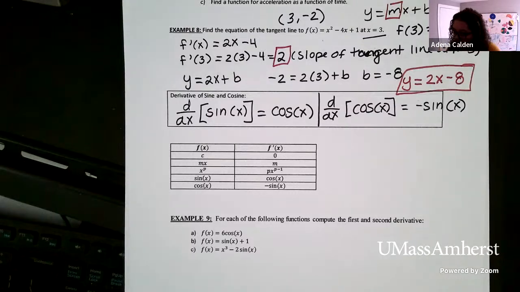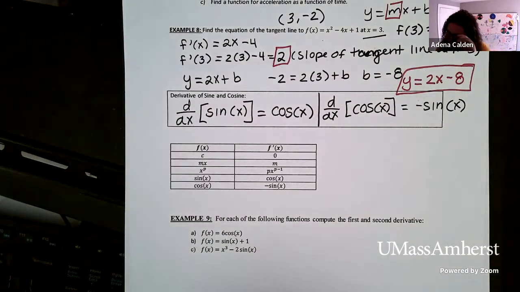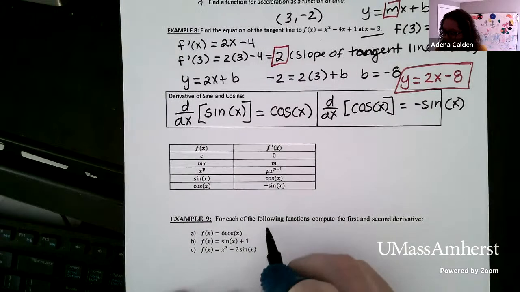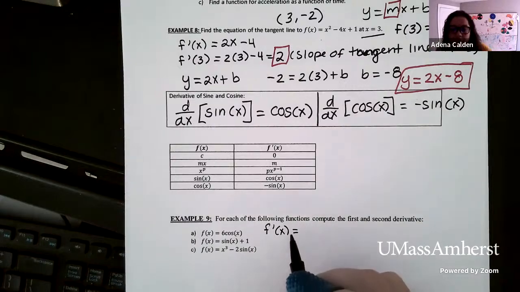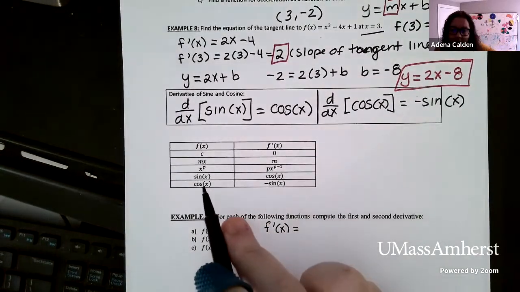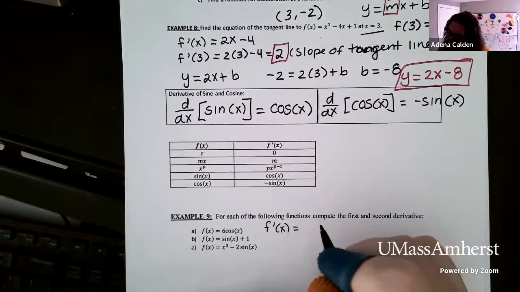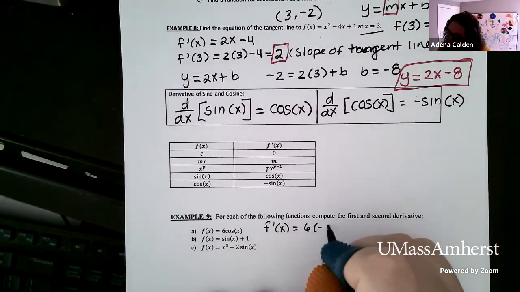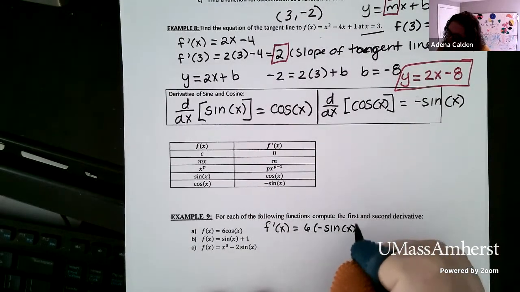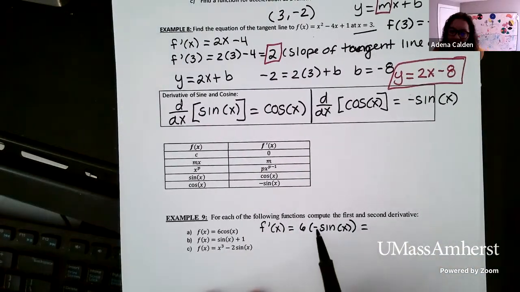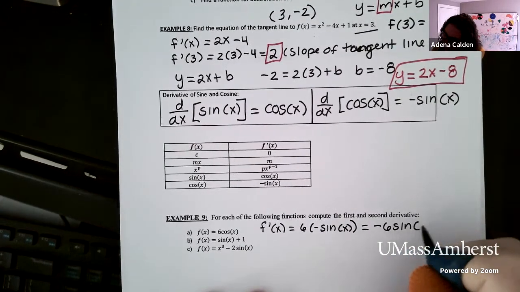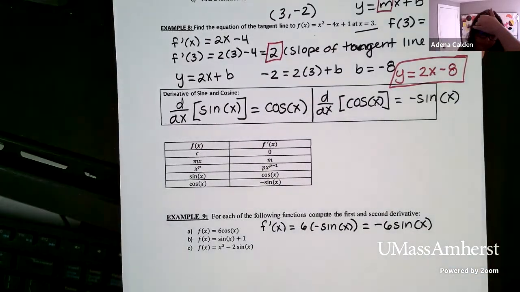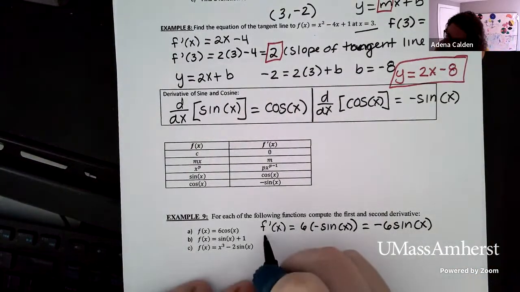All right. So for the first one, we have 6 cosine x. And so here we're using the constant multiple rule. So that 6 is going to multiply the derivative of cosine. The derivative of cosine is negative sine. And so we have 6 times negative sine x. And the convention in math is if you have a negative, it sort of gets pulled to the front of the term. So we would write this as negative 6 sine x.